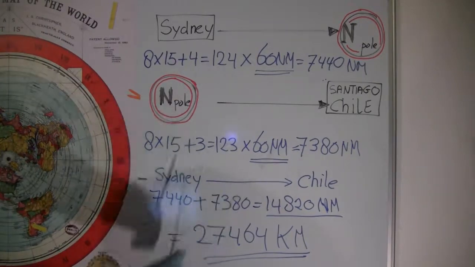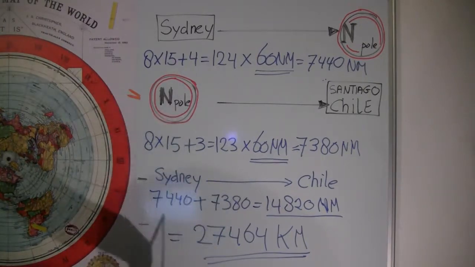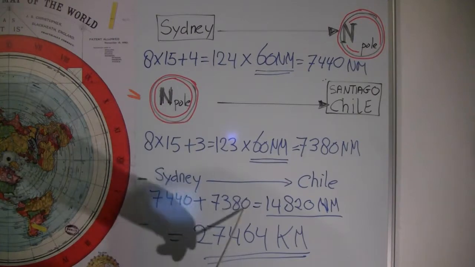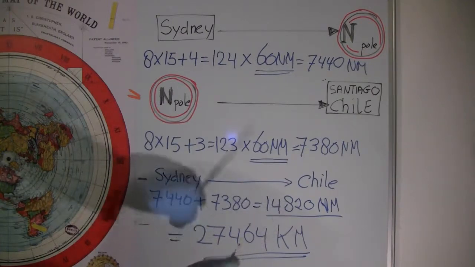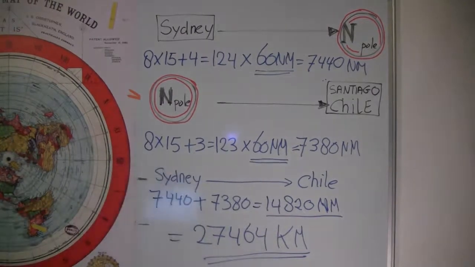7,440, that's the distance from Sydney to the North Pole, plus the distance from the North Pole to Santiago de Chile, and that makes a total of 40,820 nautical miles. And that's 27,464 kilometers.